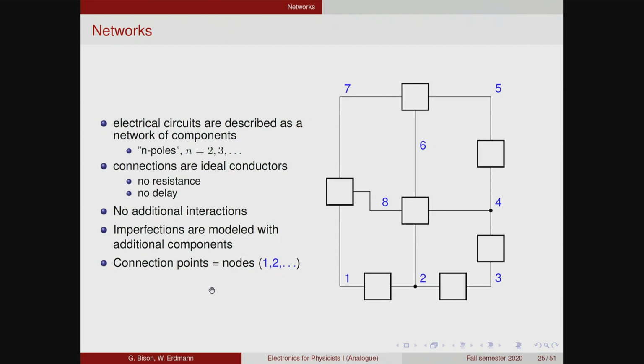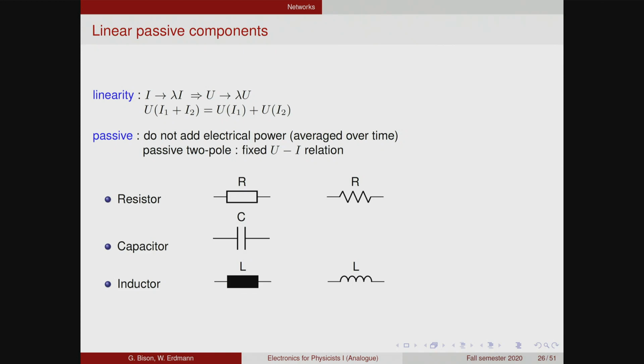Then we have connection points called nodes. The whole point of network analysis is to understand what's going on at a certain node, given certain conditions. For the first part of the lecture, we will talk about linear passive components. So let's define what linear is.